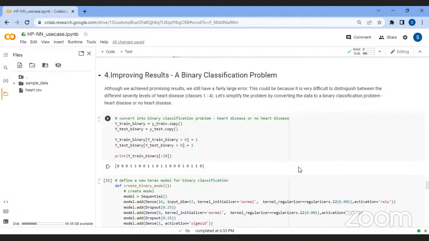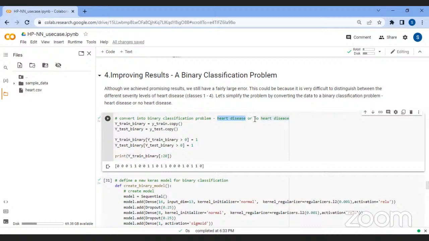Here we can simplify the problem by converting the data into binary classification. So we have done that: we have taken only two values, heart disease and no heart disease, and now we are trying to look into the data again. Here we have only two values, 0 and 1.